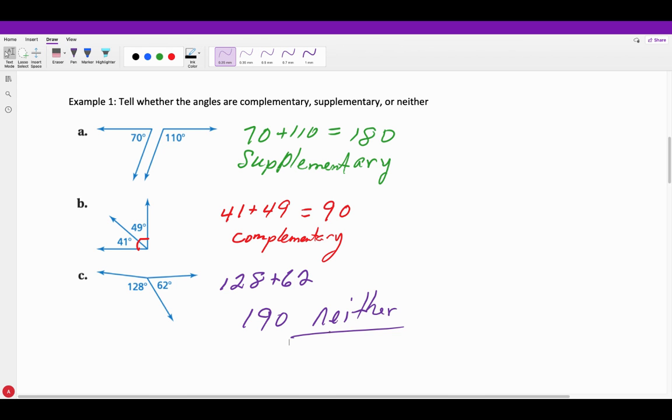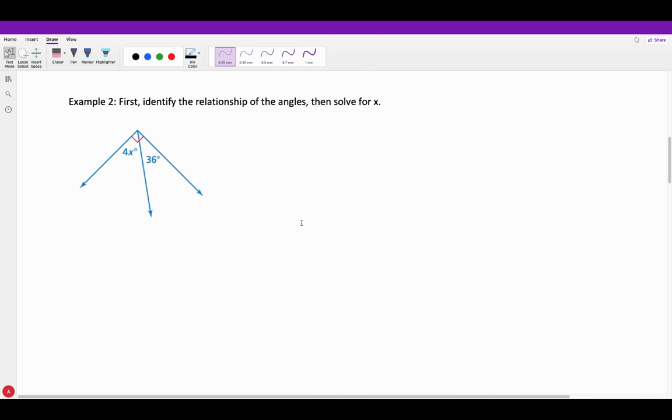All right, so that's just making sure that you guys are able to identify and know if they're supplementary or complementary. And now we're going to go through questions where we're going to tell you these angles are supplementary, now solve for the missing one or solve for the variable. For this problem here, we're asked to first identify the relationship of the angles and then solve.